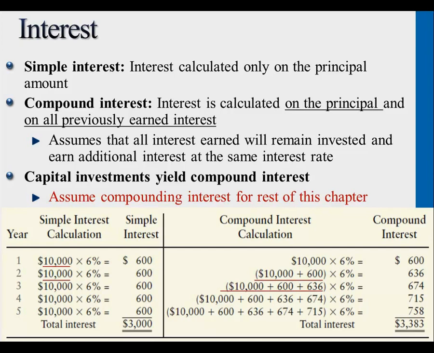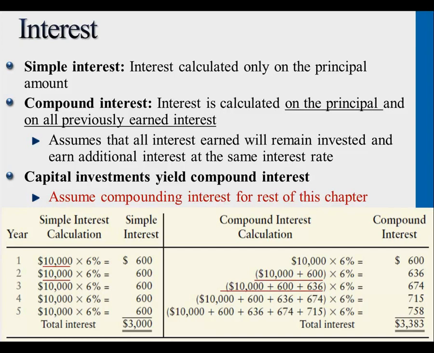So the first one, we have simple interest. What we're doing, we take $10,000, and if it is at 6%, we say that simple interest is $600. For the second year, $10,000 at 6%, we're still earning $600. But now let's look at the compound. Compound is a bit different. The first line is the exact same thing. The first year, it's going to be just as simple. 10,000 multiplied by 6%, it's $600.